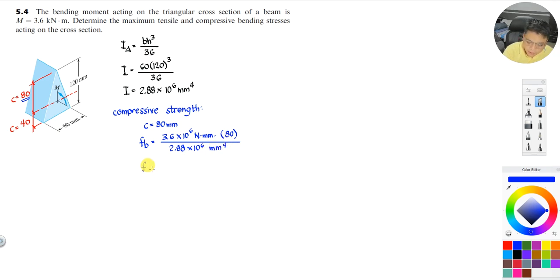Alright, so we can now have the FB equal to 3.6 times 10 to the 6 times 80 all over 2.88 times 10 to the 6. So we can have it as 100 MPa. Okay, so again, everything is in newton and everything is in millimeter. Okay, so again, this is in compression.